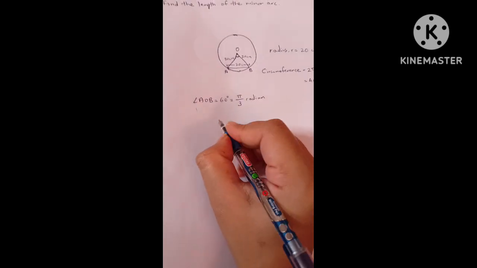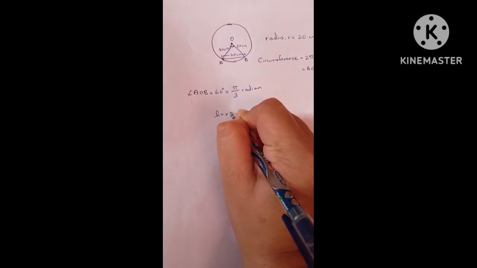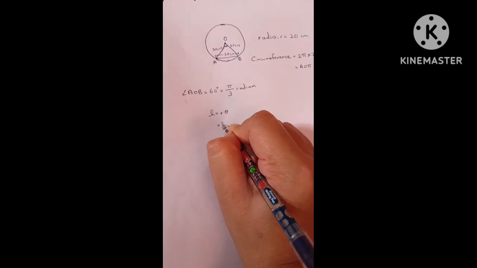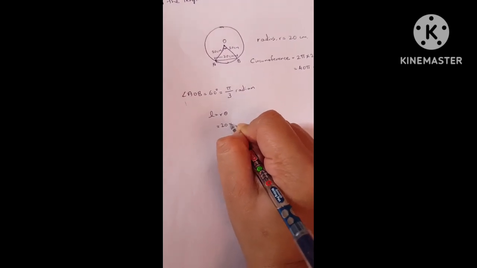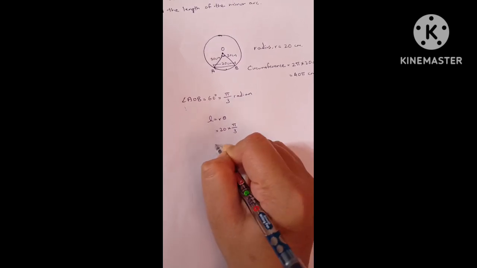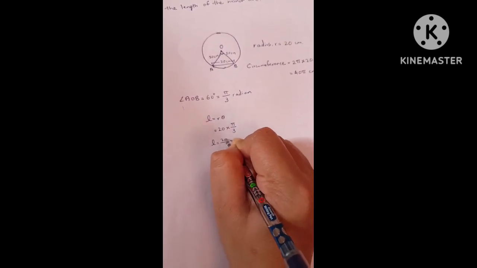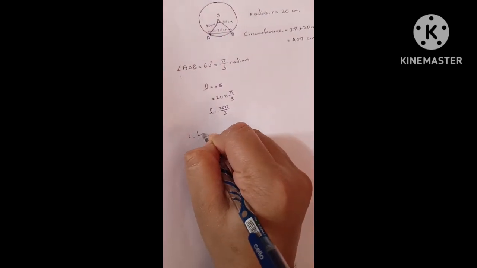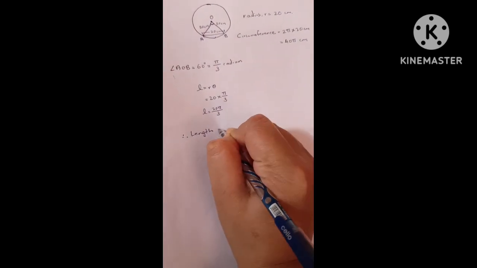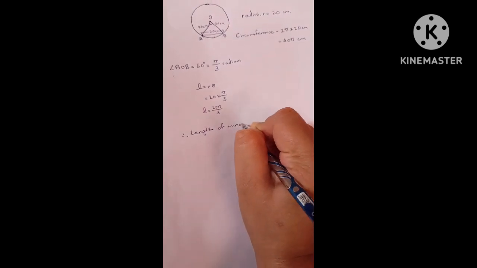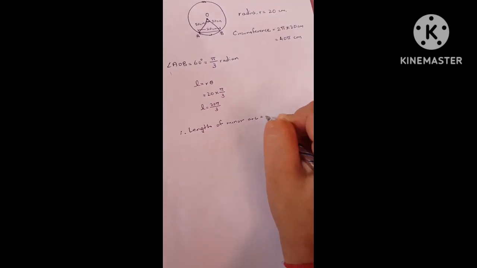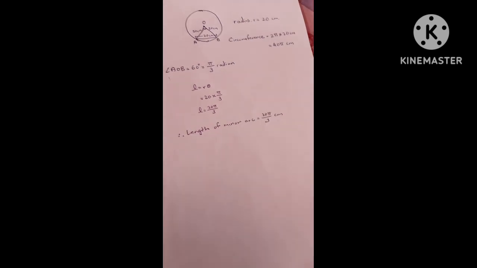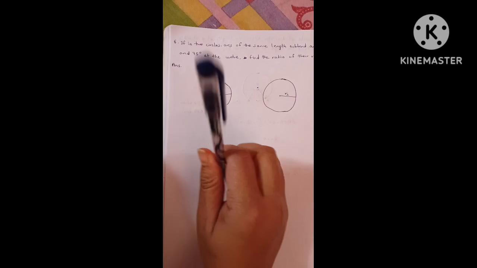Now applying the formula L equals R times theta, we get R equal to 20 centimeter and theta is pi by 3. So L equals 20 pi by 3. Therefore the length of the minor arc is 20 pi by 3 centimeter. Now see the next question.